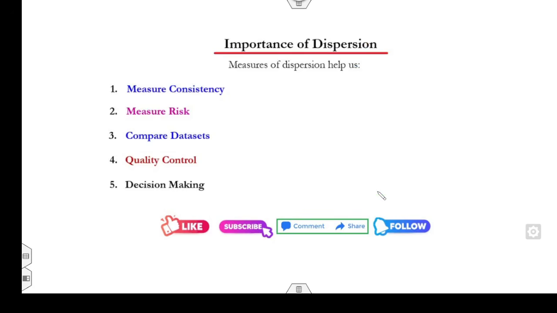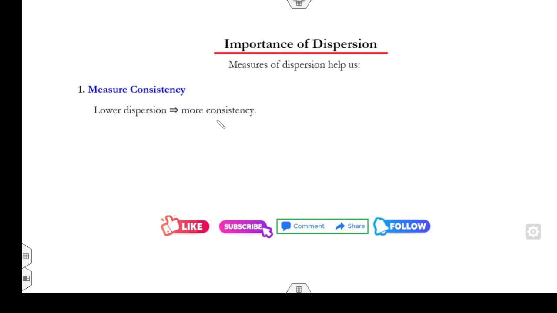Similarly, the importance of dispersion lies in measuring consistency, measuring risk, and comparing two different data sets. You can use it for quality control, and finally you can make decisions. Those are the most important factors involving dispersion. For example, in measuring consistency, what is the meaning of lower dispersion? Your target is to keep the dispersion to a minimum. Low dispersion implies high consistency. Fine. And high dispersion implies less consistency.